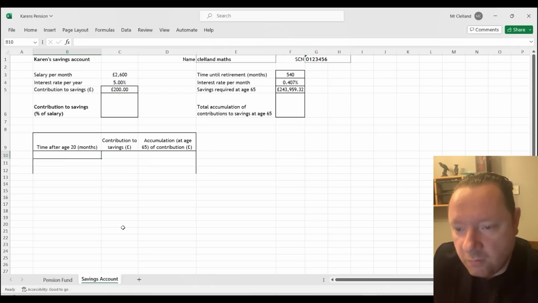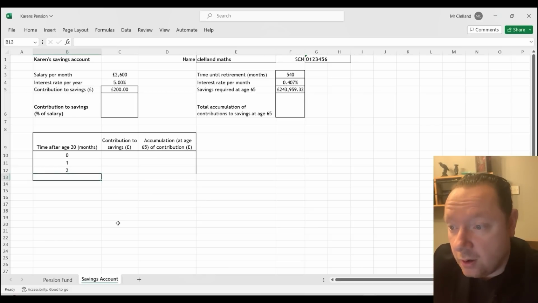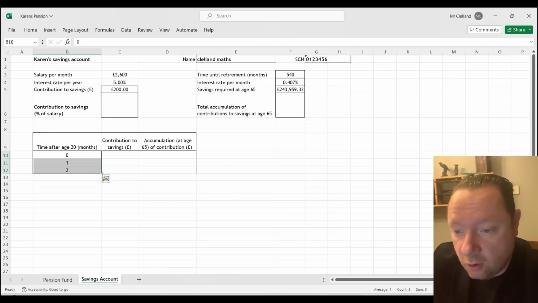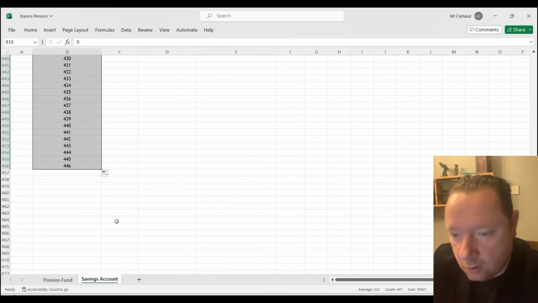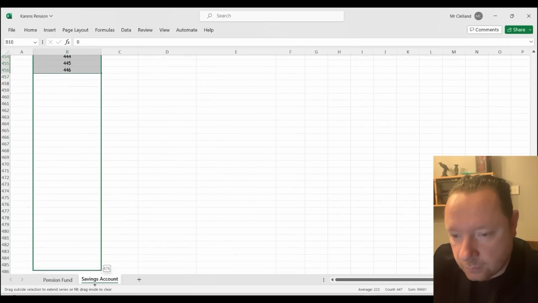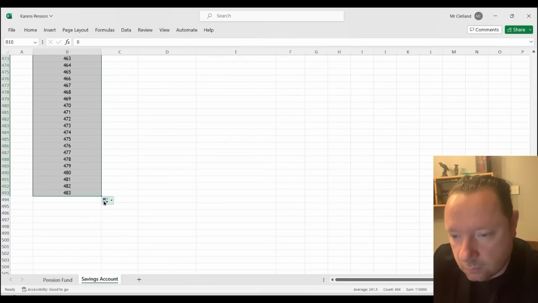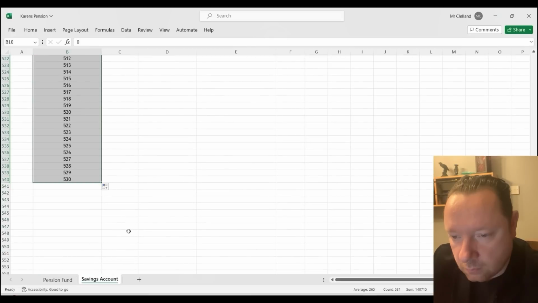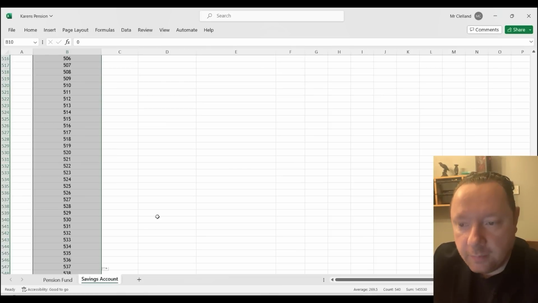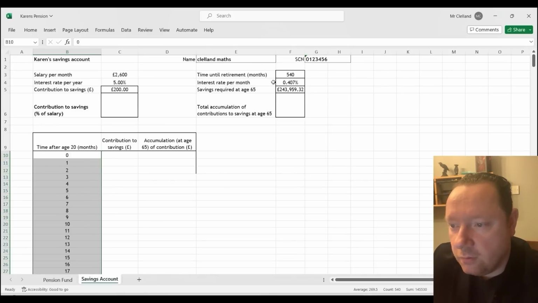So let's put our months in. We've got time after age 20, months 0, 1, 2. We're going to copy that down. It's 540, which is huge. But let's just go. Almost there. And we're going to stop not at 540, but at 539. And that will give us 540 months. Okay, so we've copied that in.